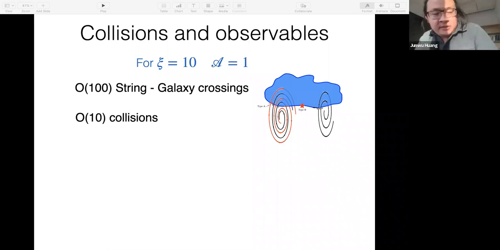So how often does this happen? For that, we take parameters like c equals 10, and with a normal coefficient, let's say, equal to 1.